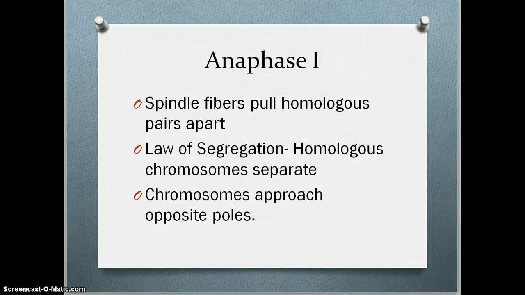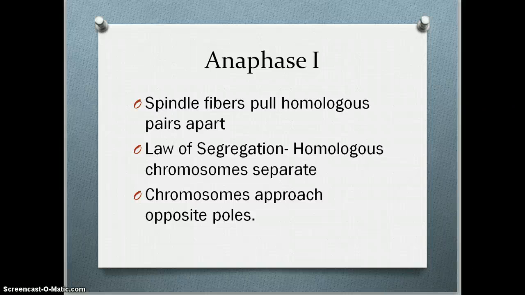Next is anaphase 1. During anaphase 1, spindle fibers will pull homologous chromosomes apart. This is where the law of segregation takes place. This means that homologous chromosomes have to separate. They have to be pulled apart. Segregation, separate. And then chromosomes are going to be pulled to the opposite side of the cell.